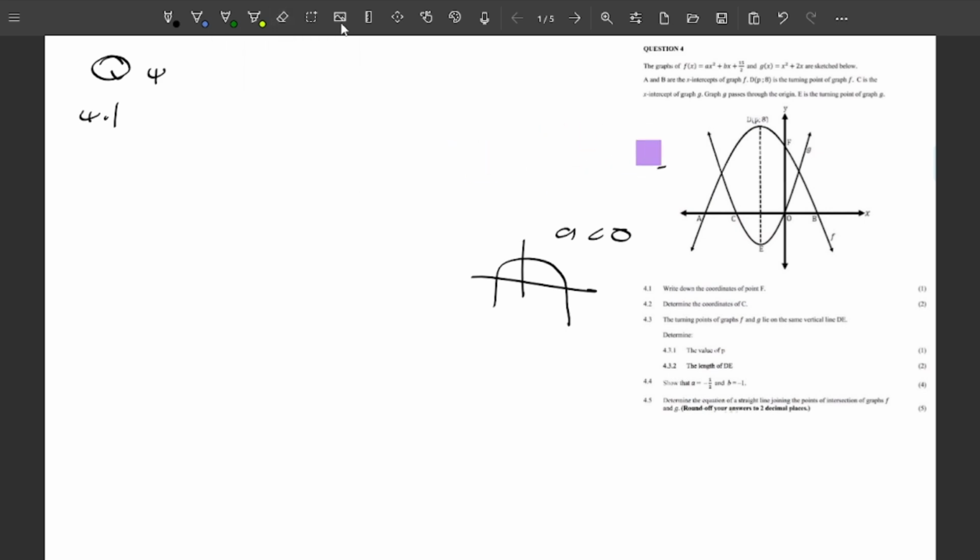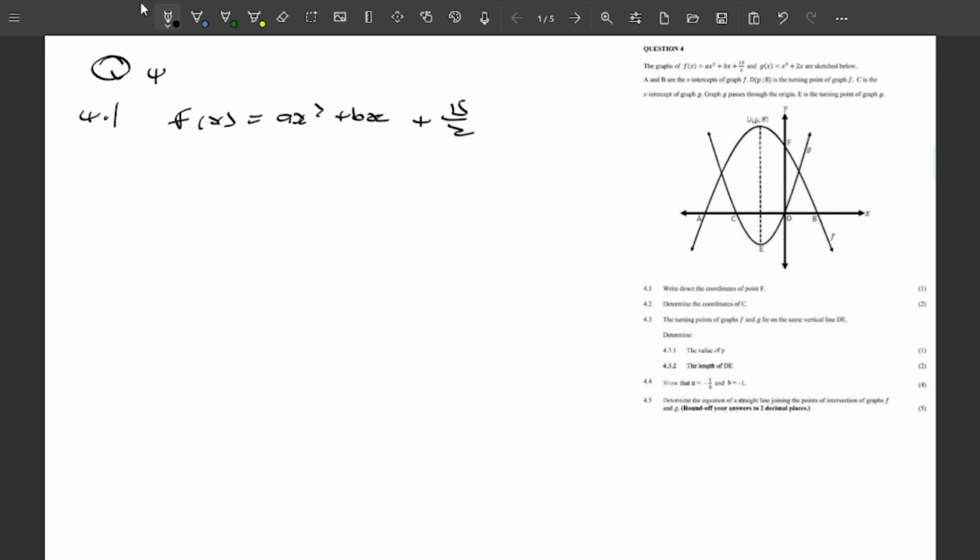The first question states, write down the coordinates of F. Write down the coordinates of point F. The coordinates, not the value. So the coordinates of F, it's actually the y-intercept of the graph of f. The graph of f, we were given that f of x equals ax squared plus bx plus 15 over 2. This is all that we were given. And it's the y-intercept.